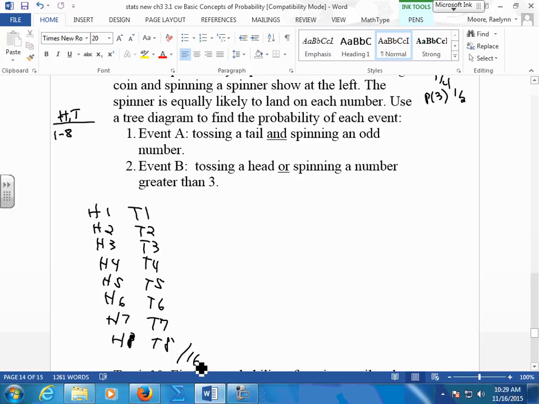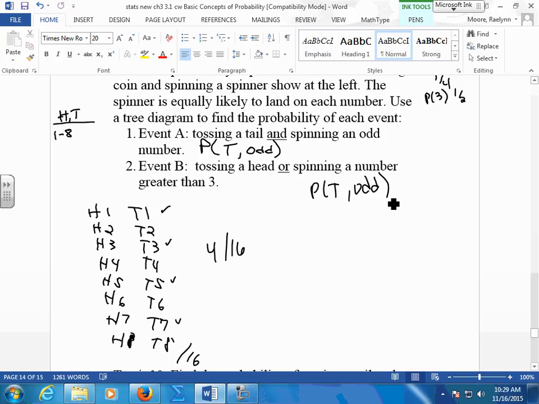So what is the probability? We're going to write it like this, and I want you to get used to writing your probabilities. Tossing a tail and spinning an odd number. So what is the probability of getting a tails, that's in this column, and it being odd? How many odds are there? 4. So what is the probability of getting a tails and making it odd? 4/16. I want this one, this one, this one, this one. 4 out of 16.